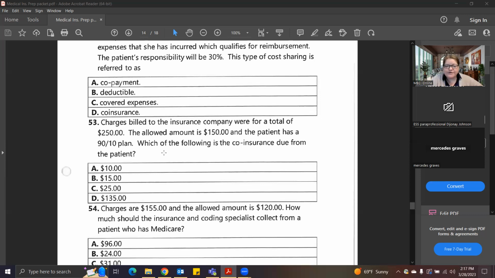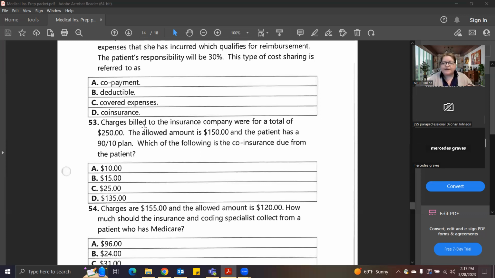So the easiest way to figure this out, the total billed charges were $250, right? But that provider is in contract. And under his contract, the allowed amount he can bill for that service is $150. So that's the number we're working with, $150. The patient has a 90/10 plan, which means the insurance company is going to cover 90% and the patient's going to cover 10%. So what we're looking for is 10%, the patient's responsibility, of $150, because that's our allowed amount. So what's 10% of $150?